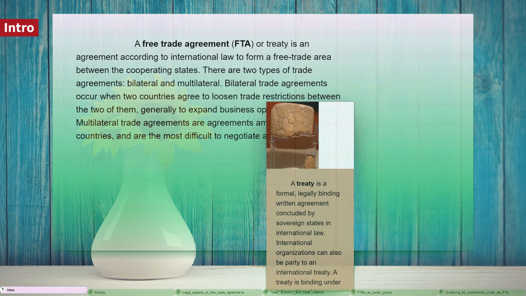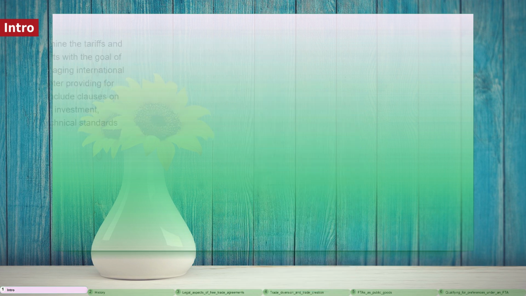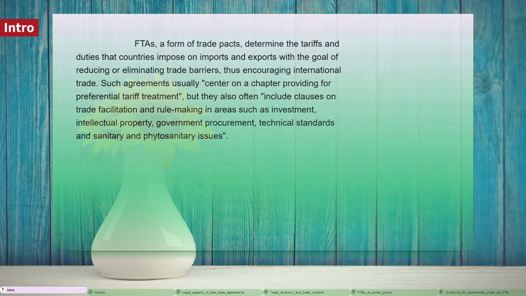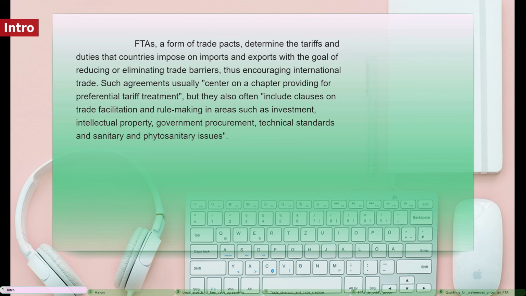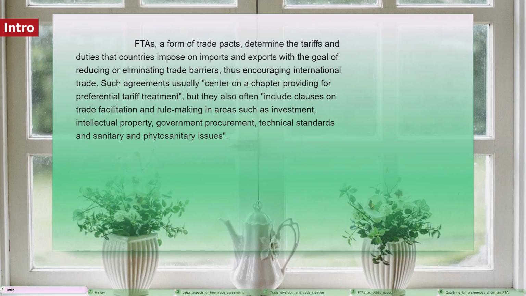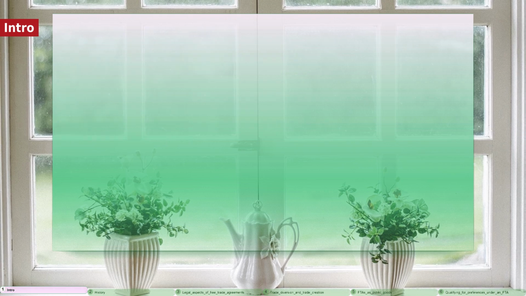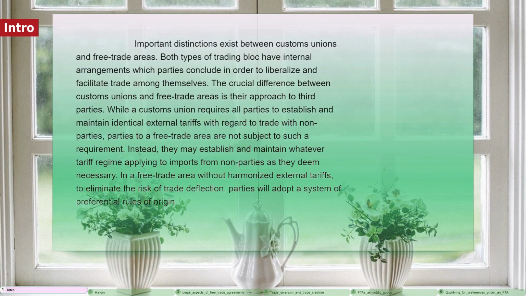And it's fascinating to note there are two types: bilateral agreements between two countries and multilateral agreements that involve three or more. Each has its own complexities. So, does that mean there's a different level of negotiation difficulty with multilateral agreements? Absolutely. Multilateral agreements are much more intricate to negotiate since they involve multiple parties with varied interests.